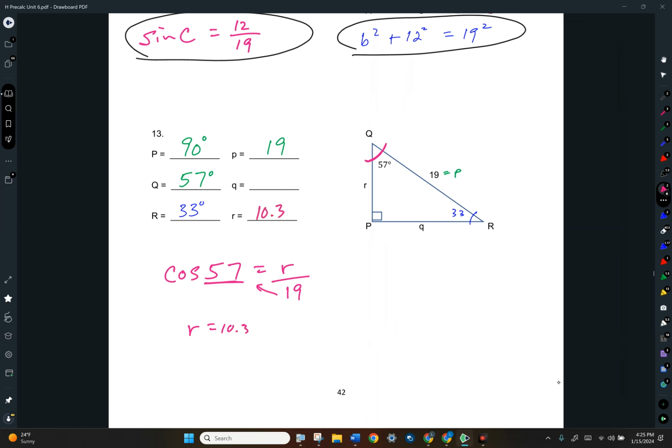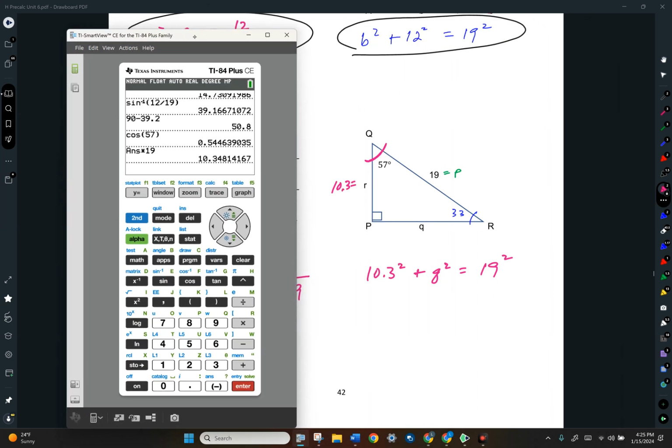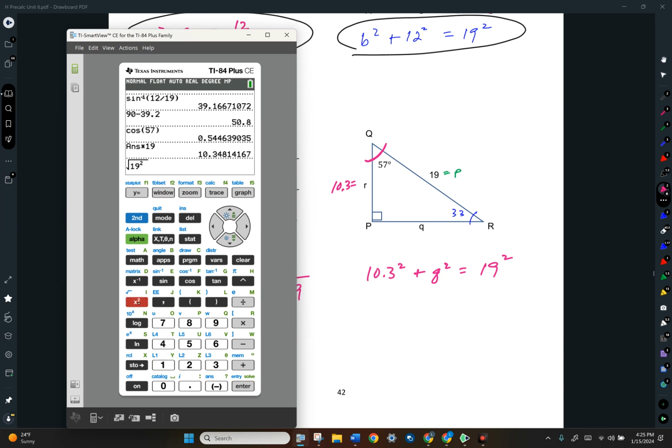Okay, and now that I know R, again, I could either pick another trig function to find Q, or I could just do a Pythagorean theorem. So I think what I'm going to do is say 10.3 squared plus Q squared equals the hypotenuse squared. So if I'm going to do that on my calculator, since I know I'm going to take the square root once I subtract, I'm just going to say square root of 19 squared minus 10.3 squared. So I know Q is, let's see, that's going to round up to 16.0.